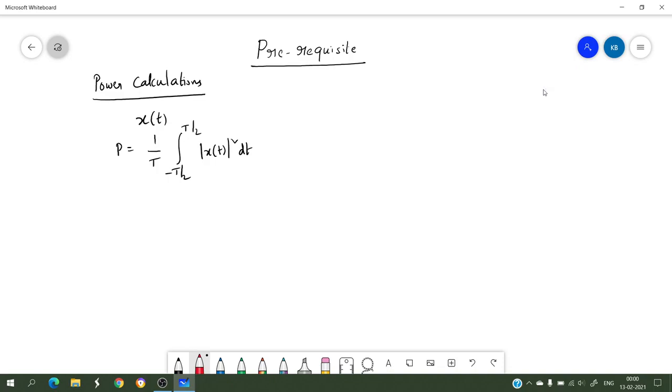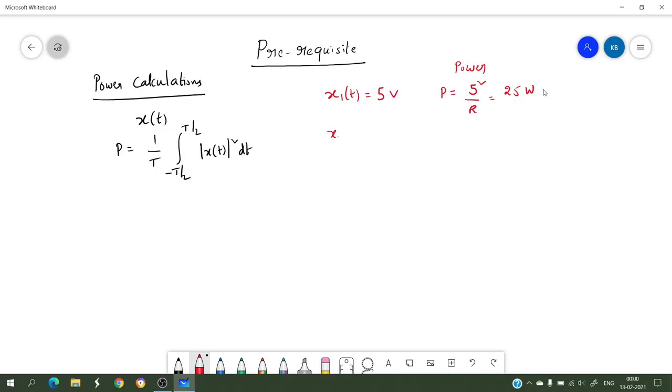Let us consider one signal x1(t), which is 5 volt. Here it is a DC signal. The formula for finding the power for a DC signal is V square by R or I square into R. Since the input signal is given in terms of volts, we have to use V square by R. V square means here it is 5 square by R, which is 25 watts. So here I am normalizing the resistance as 1 ohm. Then the power for the given signal is 25 watts.